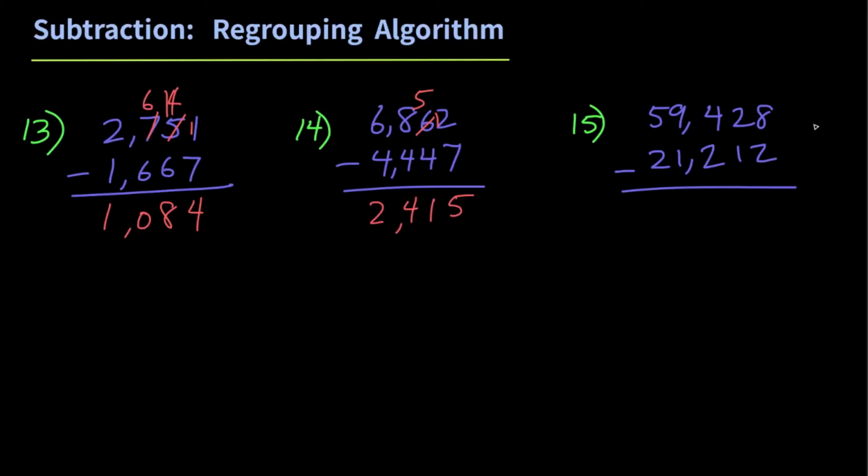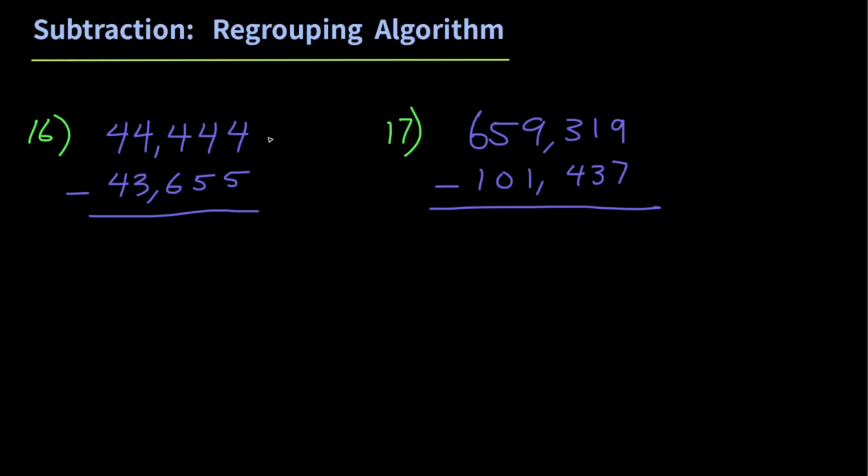Number 15, 59,428 minus 21,212. So we start in the ones. 8 minus 2 is 6. 2 minus 1 is 1. 4 minus 2 is 2. 9 minus 1 is 8. 5 minus 2 is 3. So the result is 38,216.